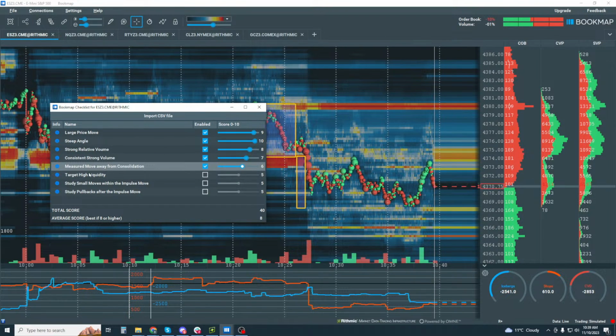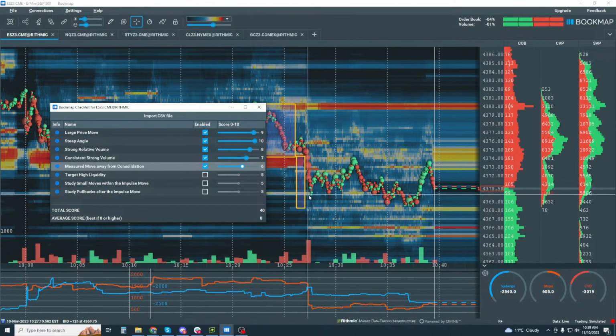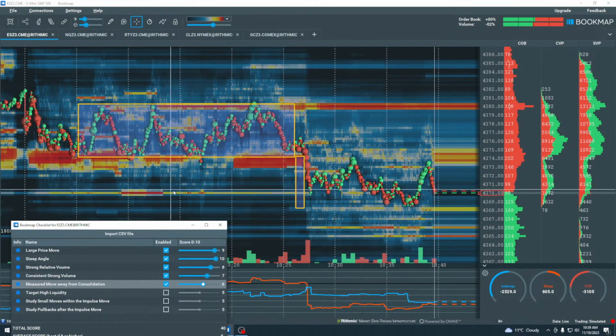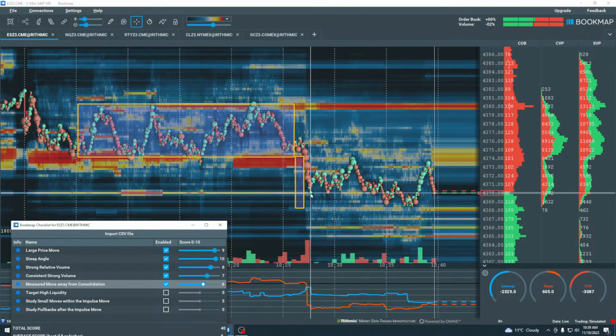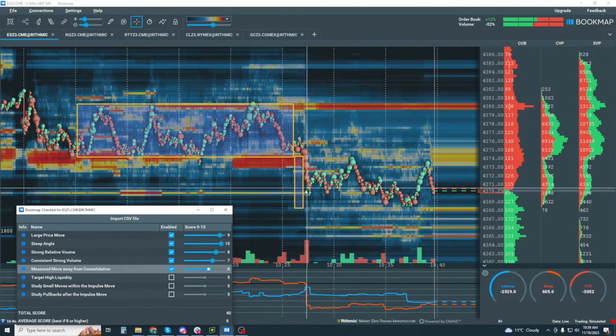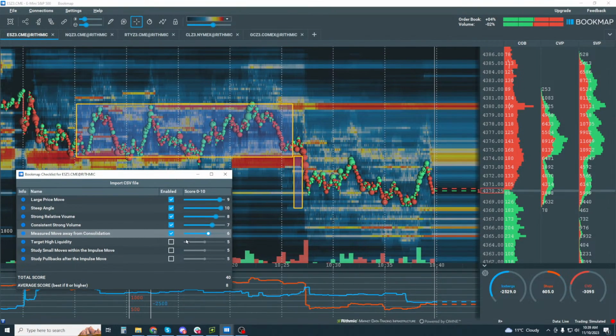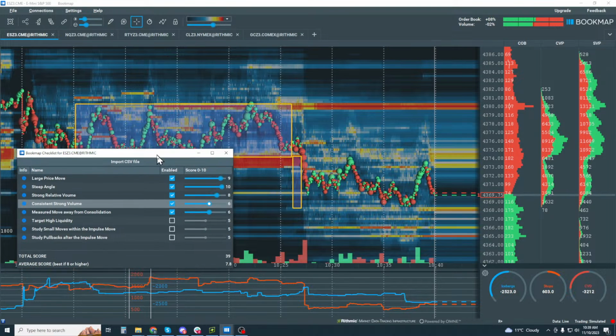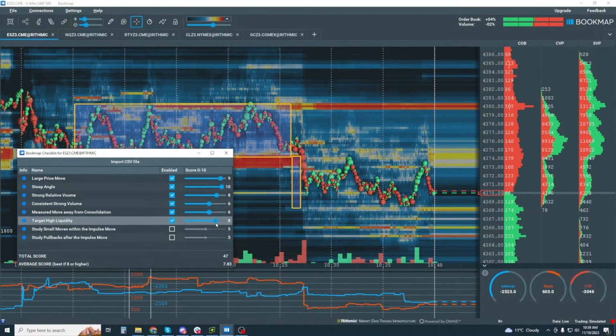The target, high liquidity, yeah, well, it made it down to the high liquidity here. Okay, this is what we're talking about. This liquidity here, did price come down to it? Yeah, it did, and that's what we'd be looking for. And look at the selling down here, though. That's not what we're looking for. That's bad. So that consistent volume, I'm actually going to take it down one more and make it a 6. And then let's look at the target high liquidity. Yeah, that's pretty good. I give that like an 8. Could be better, but it's not bad.